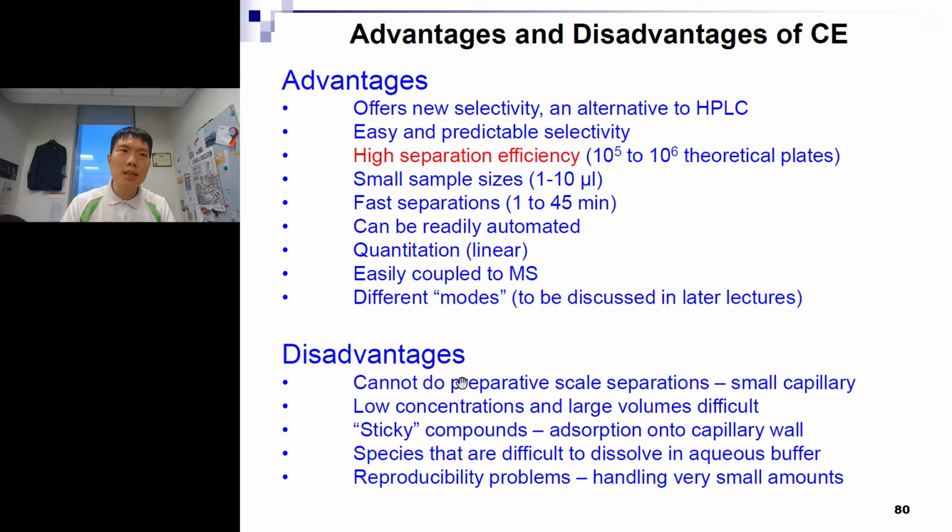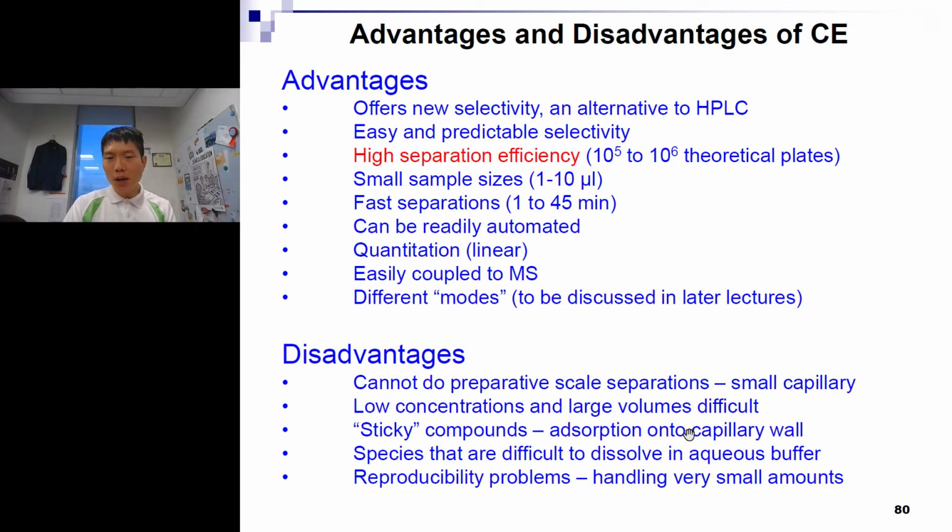But of course, nothing comes for free. There are also some drawbacks. You can't do preparative scale separations because it's a capillary. It's just so tiny here. You can't do another reaction inside. And for low concentration and large volume, it's very difficult, because for CE you just require a very small volume when you do sampling. With low concentration and large volume, it's hard to pinpoint a certain part of your sample.